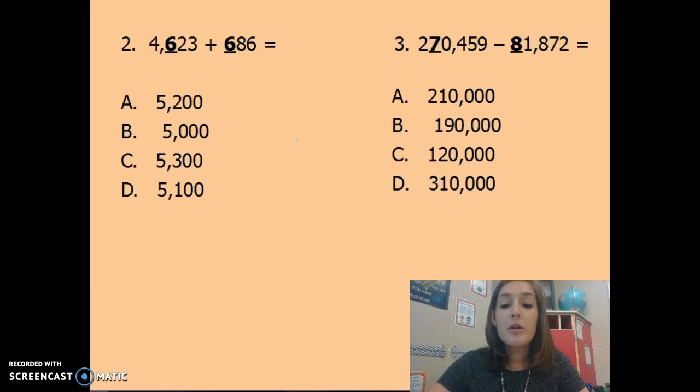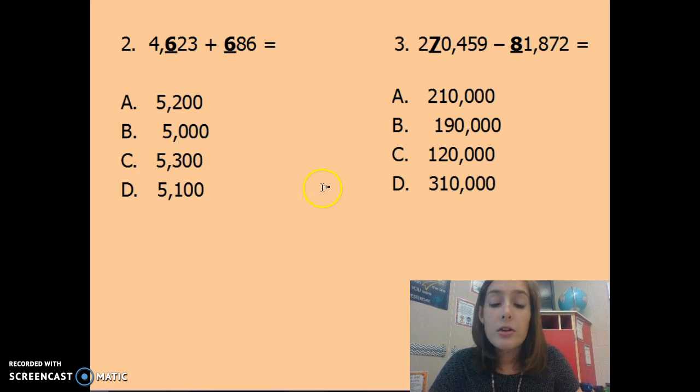Okay, so here are questions number 2 and 3 for your turn. 4,623 plus 686, you're going to round to the nearest bolded digit and estimate your answer. Number 3 is the same, 270,459 minus 81,872. Okay, see you tomorrow.